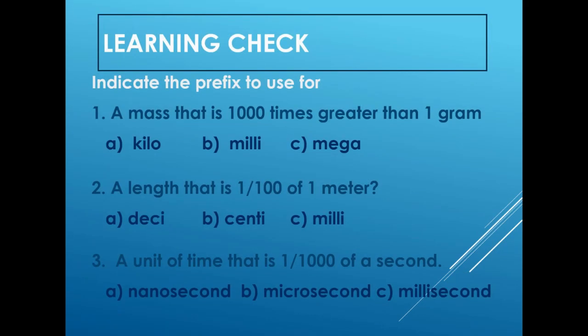All right, let's see what you remember. A mass that is 1,000 times greater than a gram. What prefix are we going to use for that? Kilo, milli, or mega? A length that is 1/100th of 1 meter. Are we going to call that a decimeter, a centimeter, or a millimeter? And what if we have a unit of time that is 1/1000th of a second? Will that be a nanosecond, a microsecond, or a millisecond? So pause if you need to and check yourself, see if you've got those.